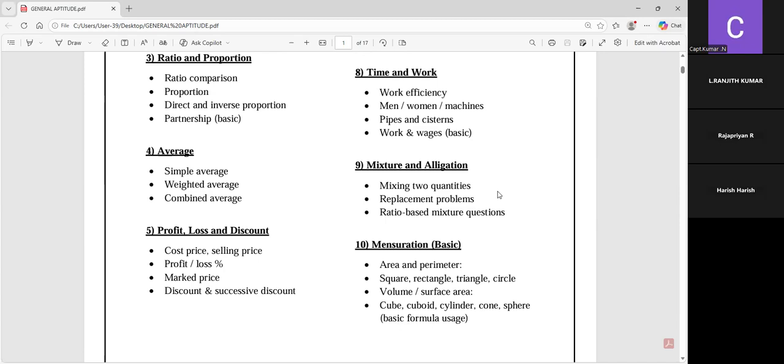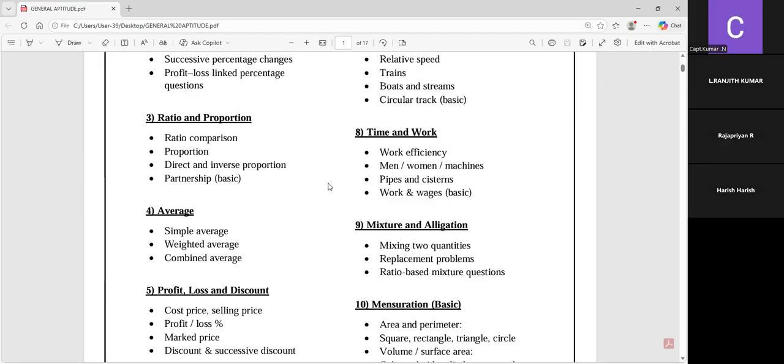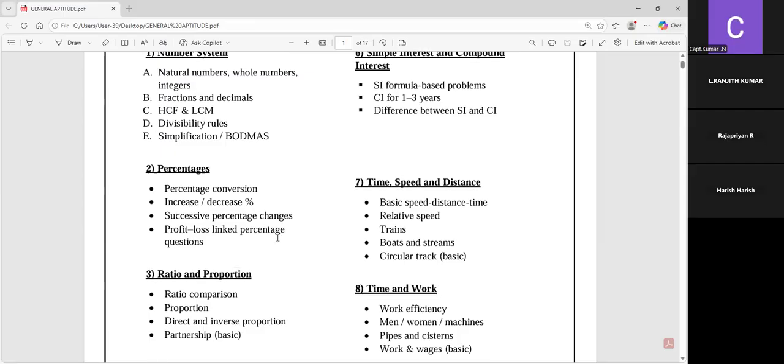Tenth one, basic, very basic. So we are going to take the defined shape of a material, and for the defined shape of the material, we are going to calculate area, perimeter, volume and surface area. So this is our detailed syllabus. Again, I will tell you, this is a very easy subject.